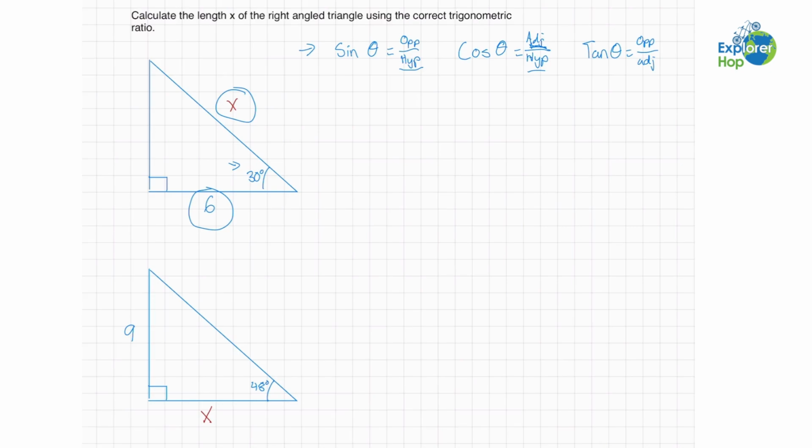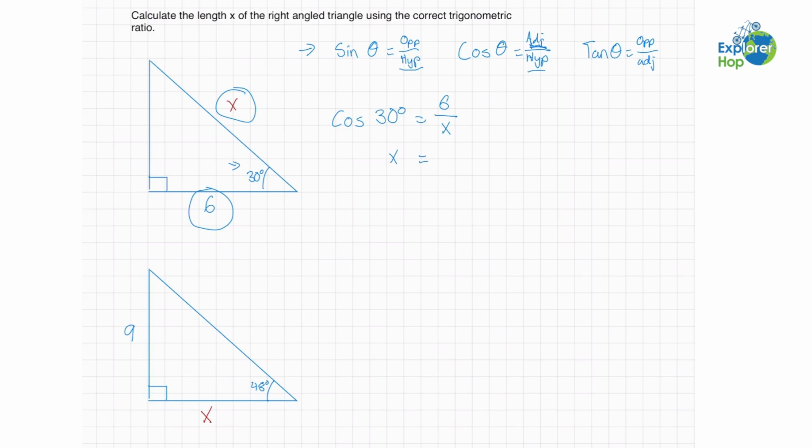Now, what we do is we write cos, then input the angle we're going to use, which is 30. Then input the adjacent and the hypotenuse. The adjacent is 6, as we said before, and x is what we're trying to find, and that's the hypotenuse. Now, because x is on the denominator, we have to move it over to the numerator. So we're going to move it to the other side.